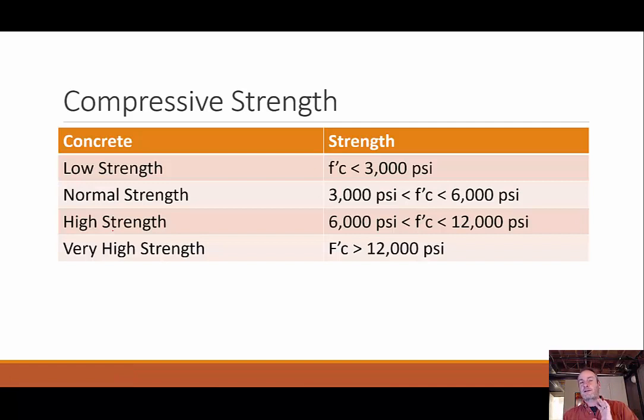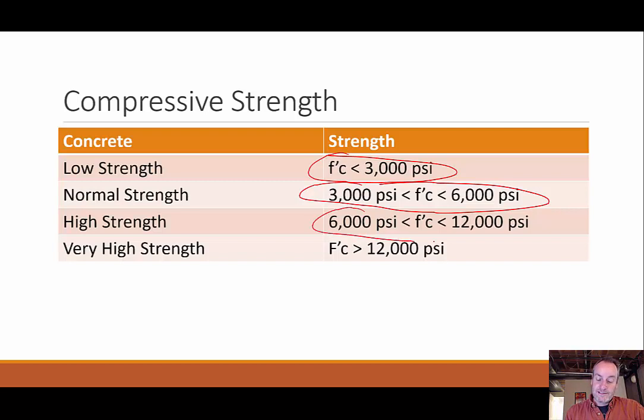Concrete is very strong in compression. That's its primary characteristic. Not tension, not bending, not torsion, just compression. That's how we always rate it, right? If we say f prime c, if you haven't seen f prime c, that means the compressive stress. For low strength concrete, we'd have a compressive stress less than 3,000 pounds per square inch. For normal strength concrete, we would be between 3,000 and 6,000. That's most typically what we're dealing with. I'd say usually between 4,000 and 5,000 is most common.